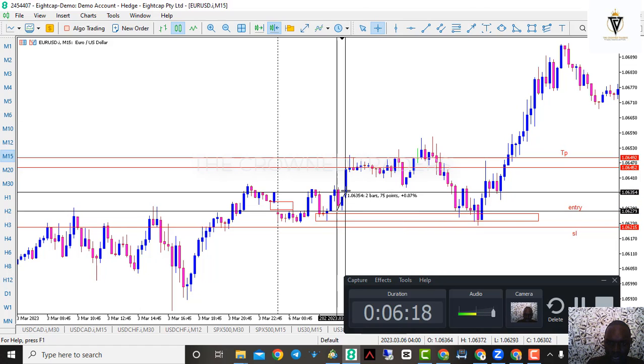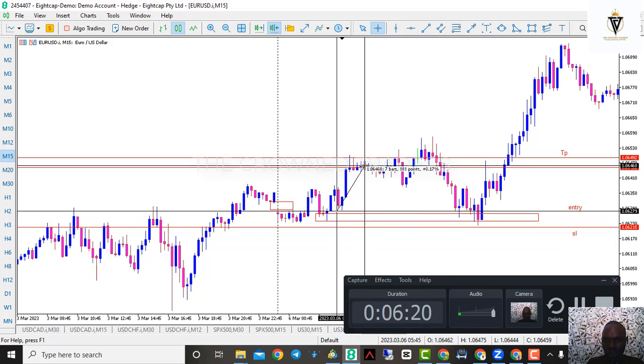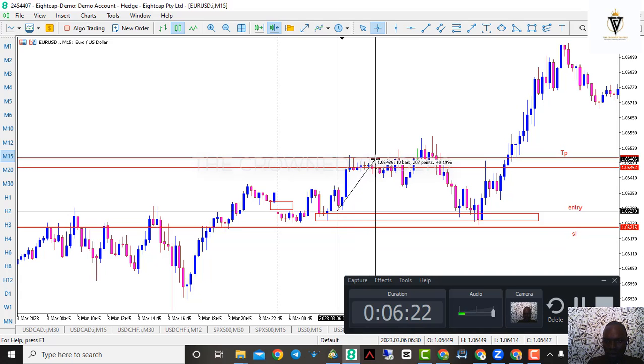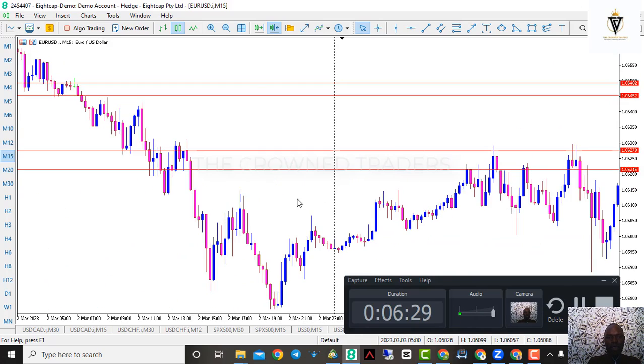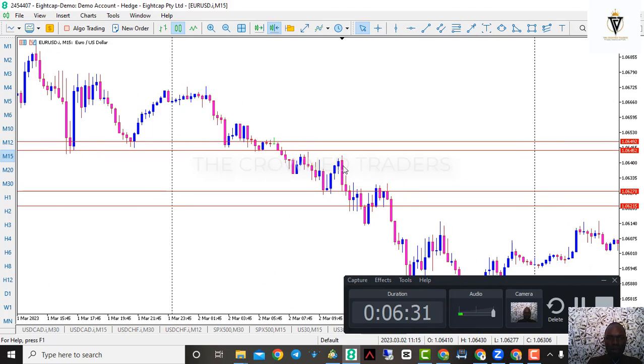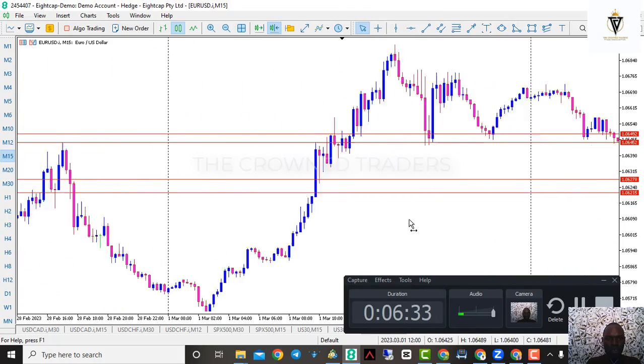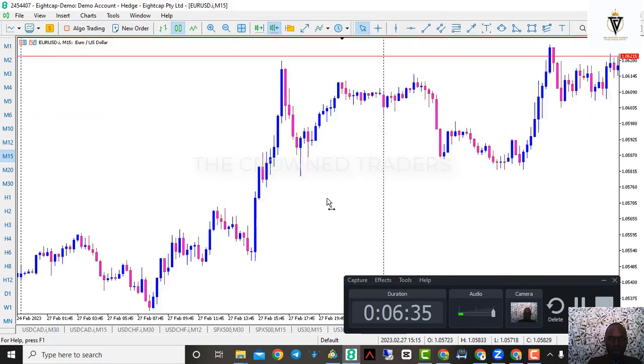So when I take my entry here, I'm gunning for 20 pips. Let's see if market gave me 20 pips. Look at 20 pips at my TP. I'm done and out of the market, and I'm moving. Same scenario applied to other instances. Let's look for more gaps.